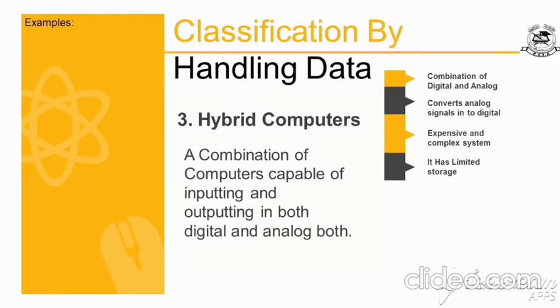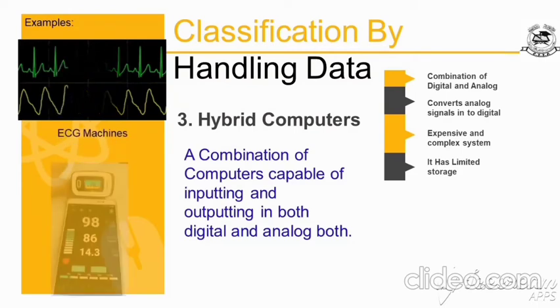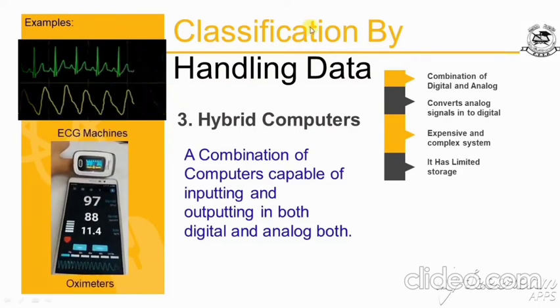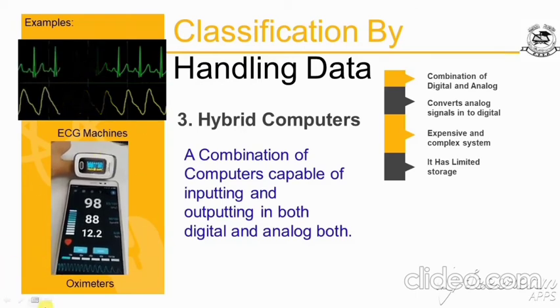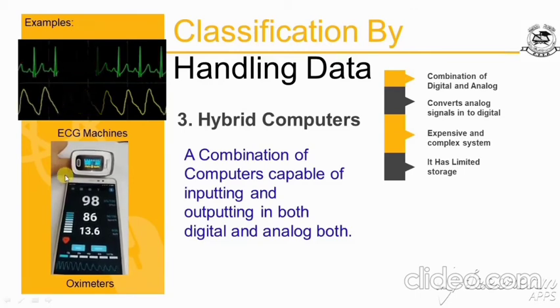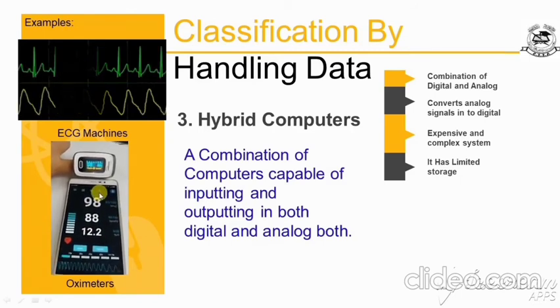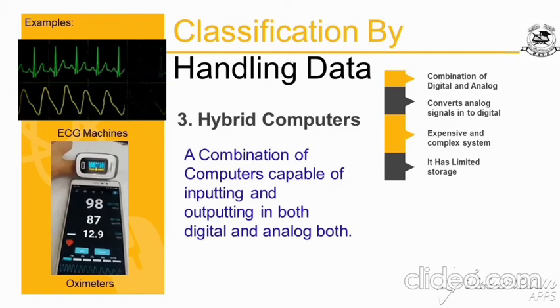The last and final type of computer in this category are the hybrid computers. It is a combination of computers capable of inputting and outputting data in digital and analog both. The common example of hybrid computers are ECG machines and oximeters. Here in this oximeter you can clearly see that this device is taking input from this human finger and generating output in digital form. This is the complete example of hybrid computer these days.